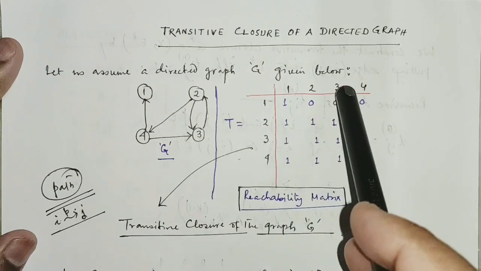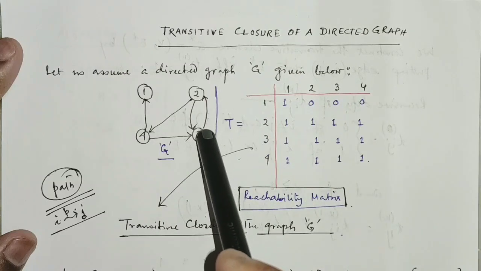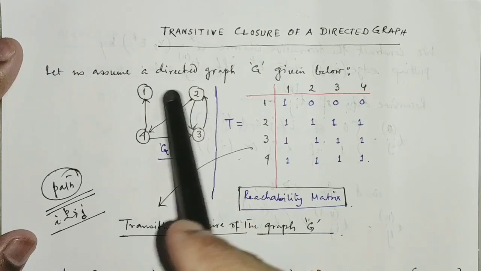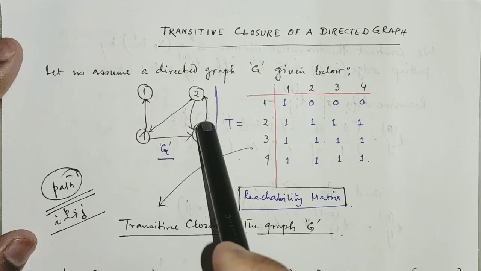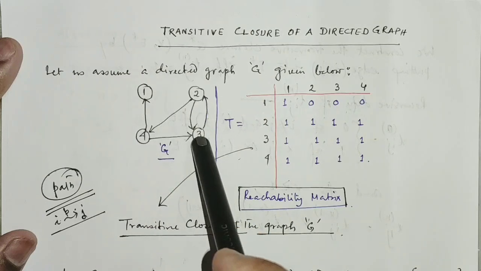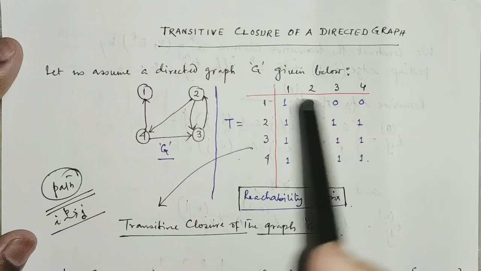Then 3 to 3, self-reachability. Then 3 to 4, yes, you can reach 3 to 4. How? 3 to 2, 2 to 4. So this is a path which is formed using 3 to 2, then 2 to 4. So you can reach from 3 to 4 via 2. So that's why it is also 1.